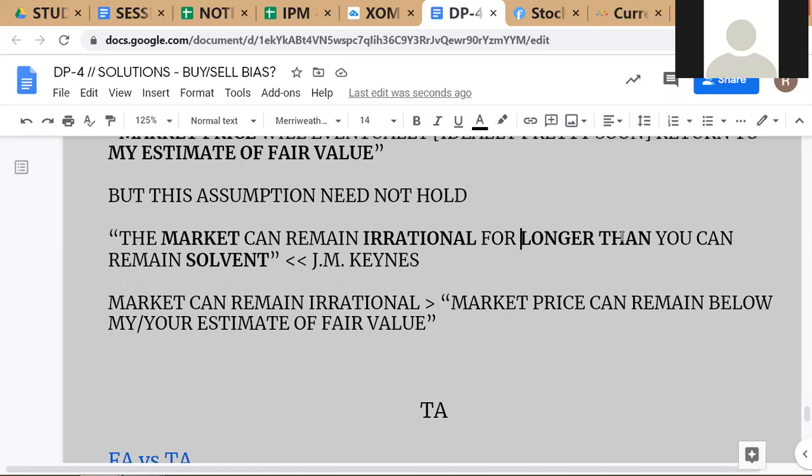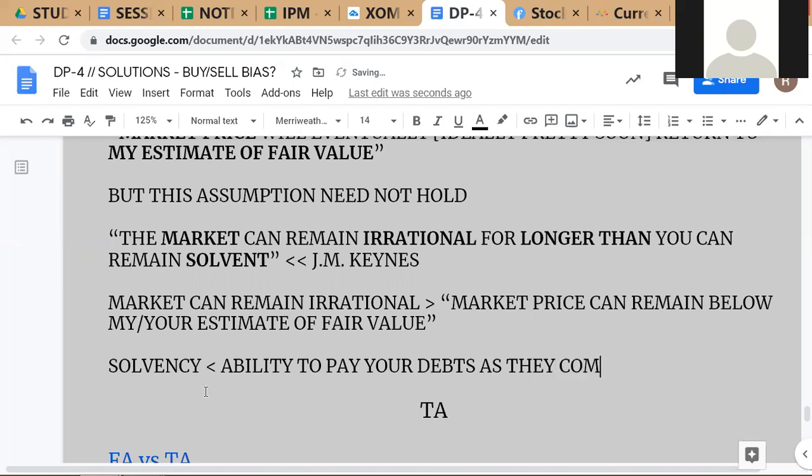So it is clear that market irrationality can persist for longer than you can remain solvent. Now let's understand solvency. Solvency means the ability to pay your debts as they come due.